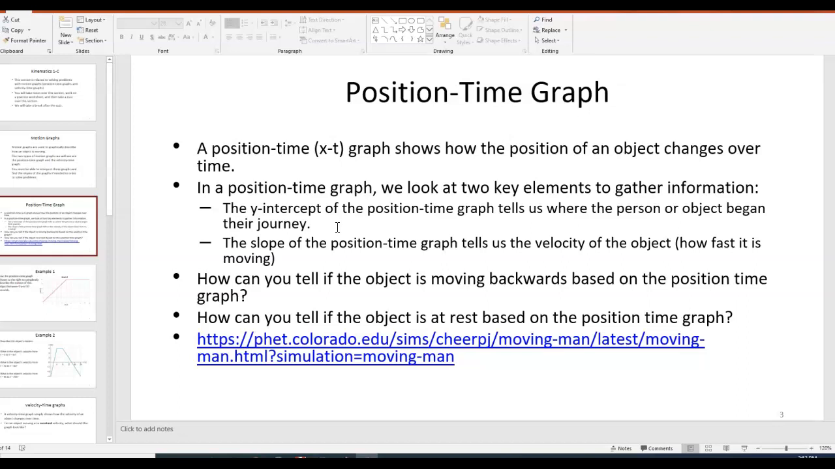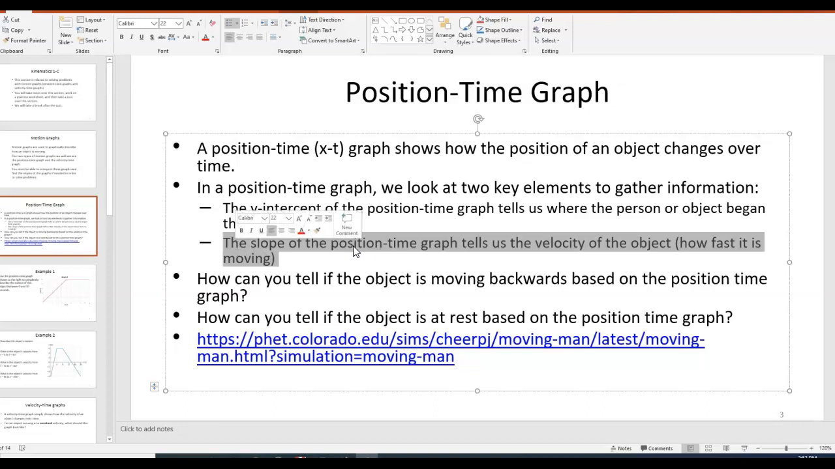Now, more important than the starting position is the velocity of the object. So you can actually look at a graph of position versus time and actually find out what the velocity of the object is. And the reason you can do that is because velocity is basically the rate of change of an object's position. Okay, now in algebra you should have learned that rate of change on a graph looks like slope. So in other words, here's the key piece of information you need to know to solve problems. On a position time graph, the slope of the position time graph tells you the velocity of that object. Okay, in other words, how fast is it moving?